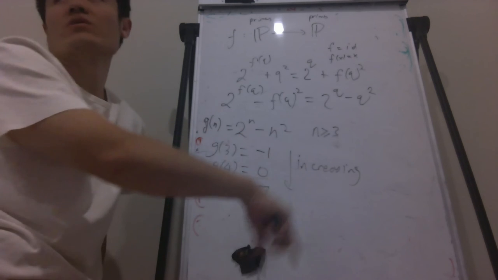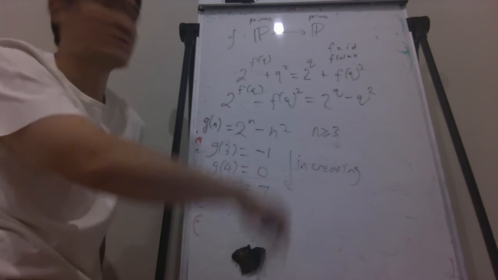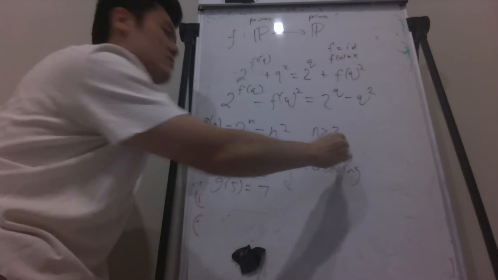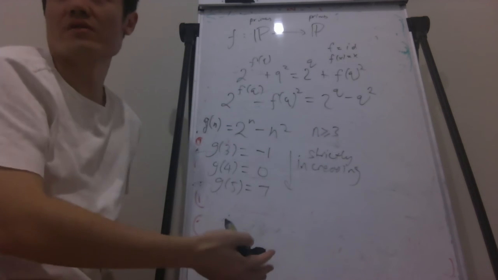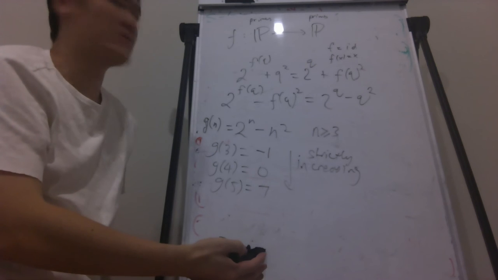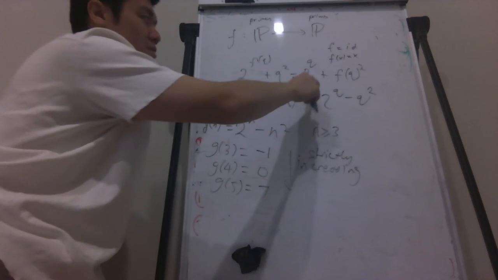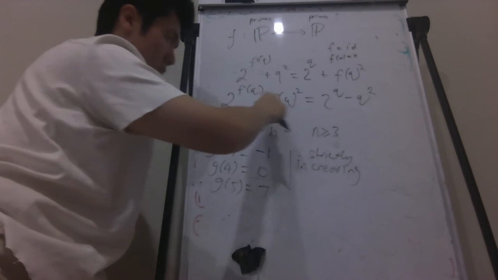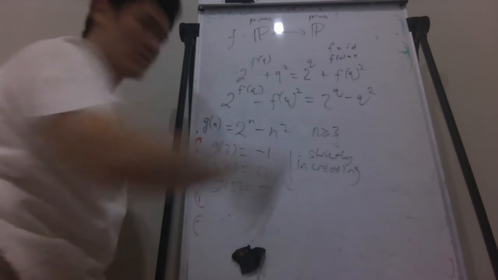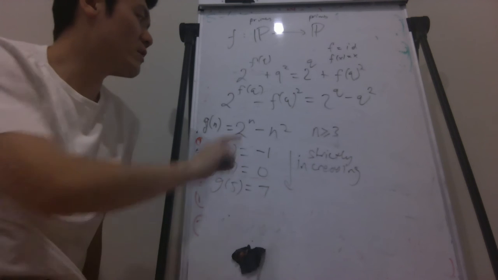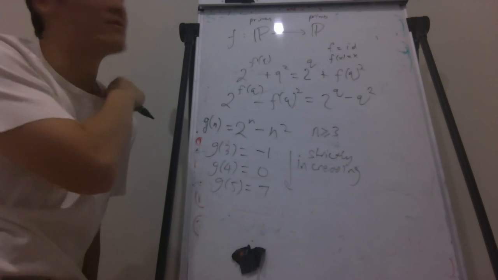If it's strictly increasing, then it's also one-to-one, so it can't repeat any of its values, right? Does that make sense? So if this is true, it means f of q equals q. Boom. Right?